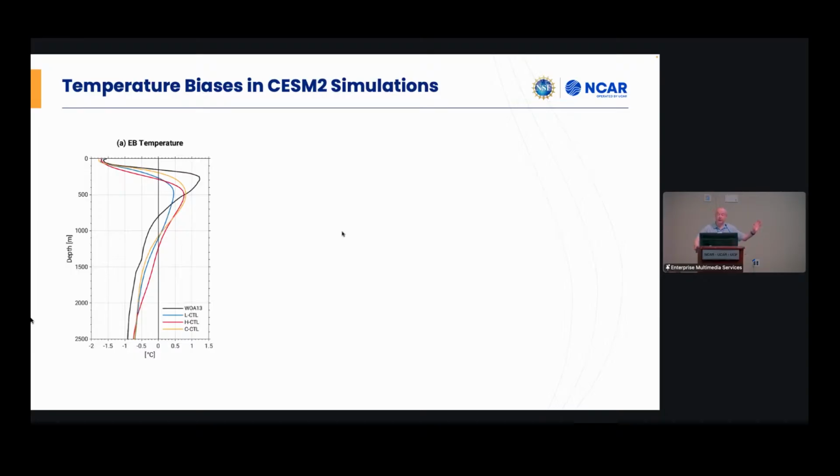This is what we get in the control simulations in this case. So the black line is from observations or observation-based. In the other cases, the blue is the low-res control, red is the high-res control, and then the coupled one is the yellow case. And you can see that all of them have issues. The Atlantic water representation in this metric is too diffuse, too cold, and the core depth is too deep.